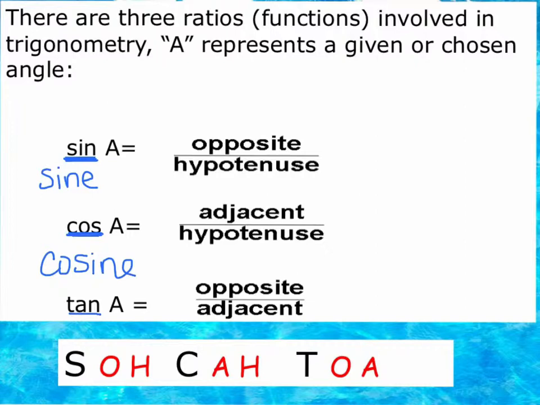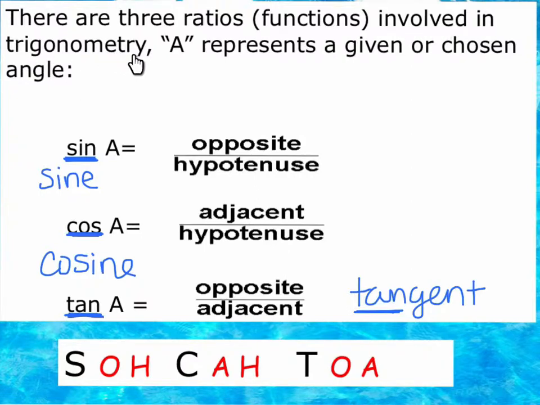And tangent, I'll write tangent over here. Tangent, that's the word, but we only look at the first three letters of the word and just get tan. So there are three ratios, or we can even call them functions. And the reason why we call them functions is because they can give us a different type of output if we give them a different type of input.